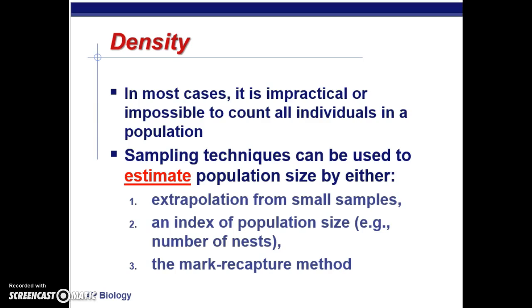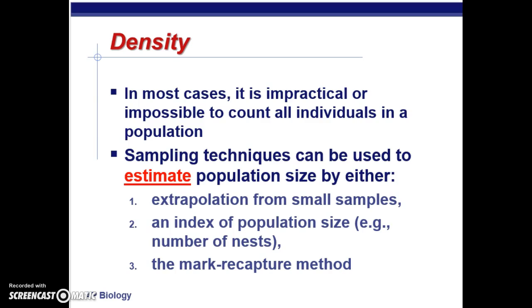Density is the most difficult to measure, and in most cases it's not practical, maybe not even possible, to count all the individuals in a population. You can imagine all the factors that would go into this. The population may be hidden, for example a burrowing population like prairie dogs or gophers, which you don't necessarily see, or nocturnal animals that you can't see because it's dark out. So most often it's not going to be possible to count them all.